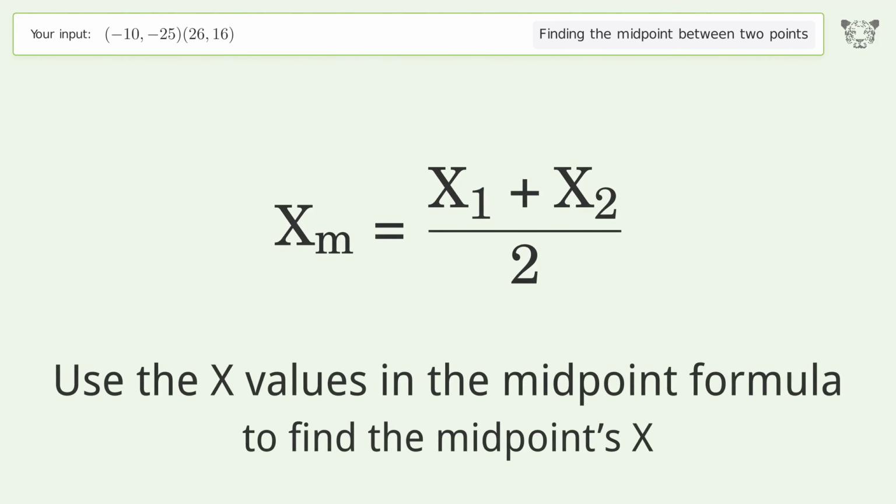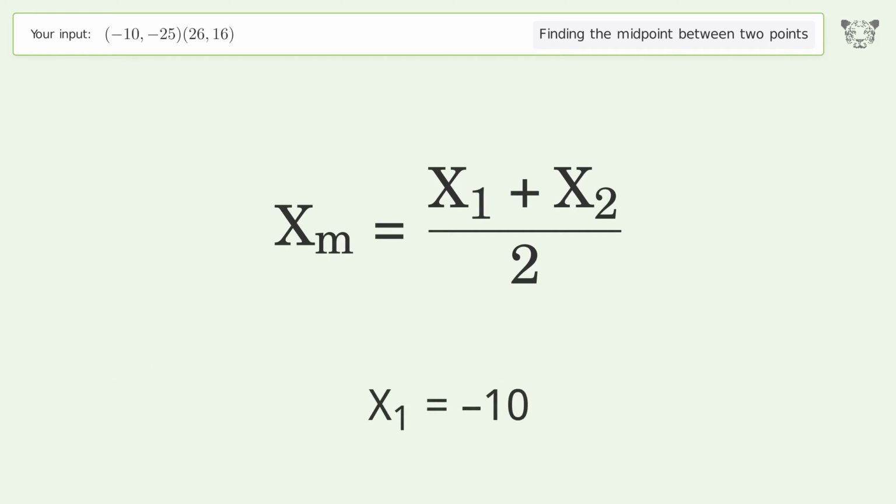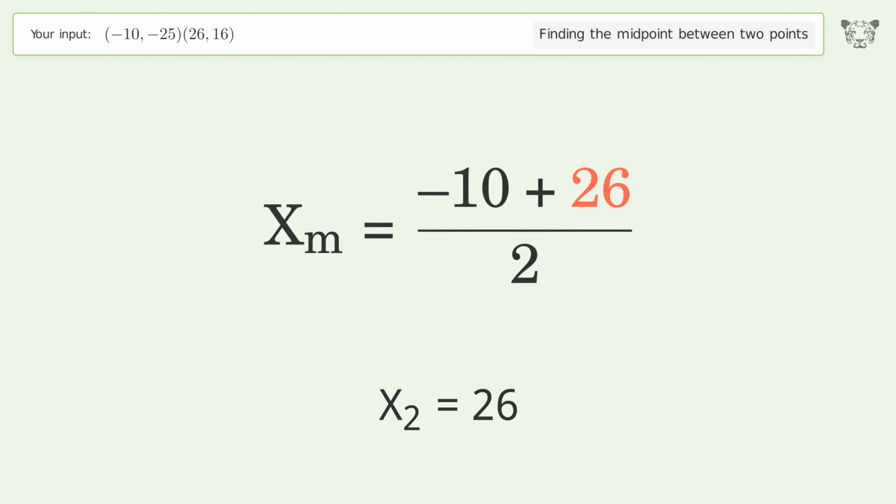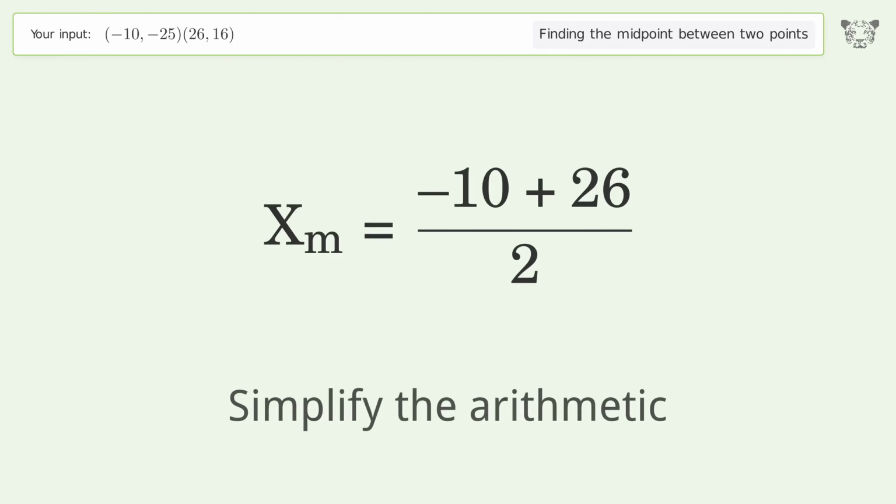Use the x values in the midpoint formula to find the midpoint's x. x1 equals -10. x2 equals 26. Simplify the arithmetic.